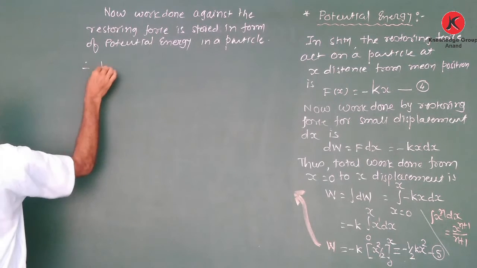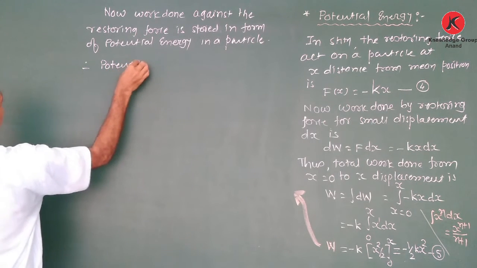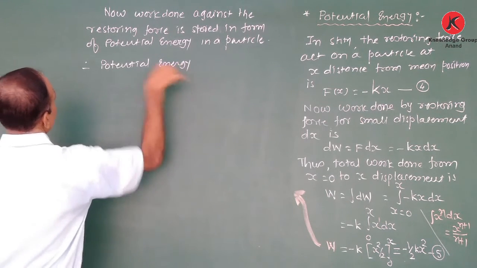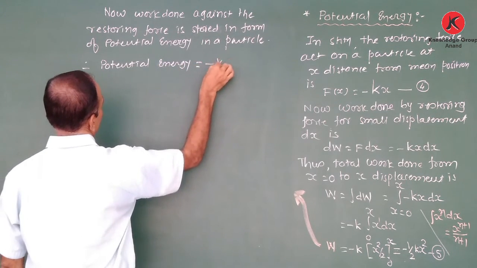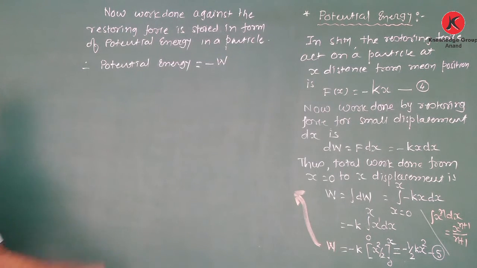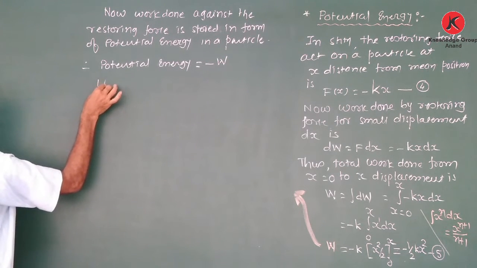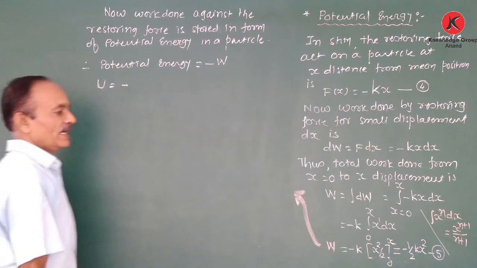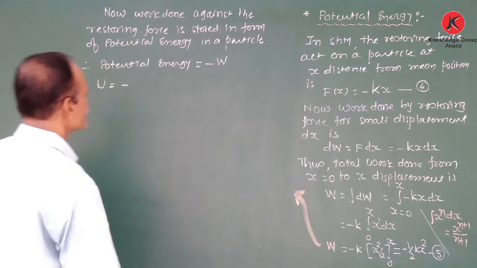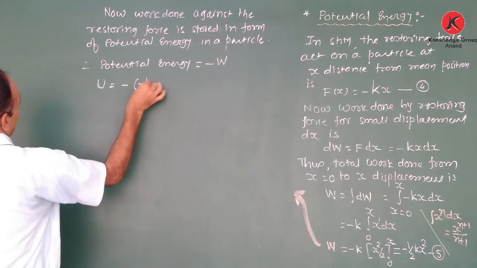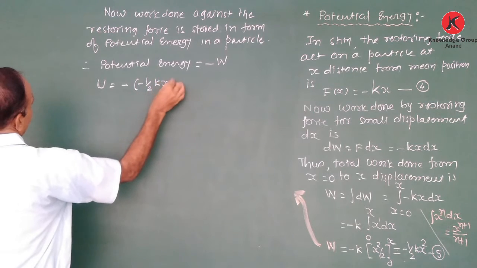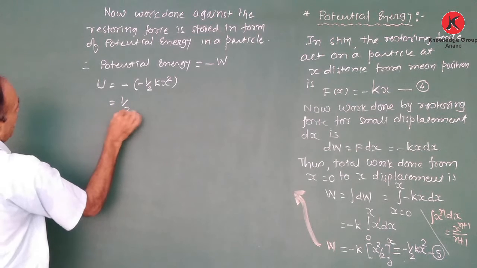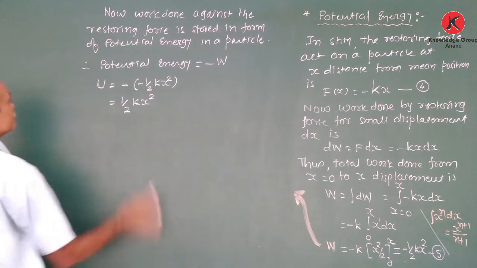Therefore, potential energy is equal to minus of work done. Potential energy is denoted by U is equal to minus, and from equation 5, minus half kx square. So it is equal to half kx square.